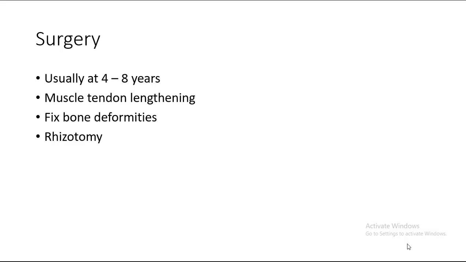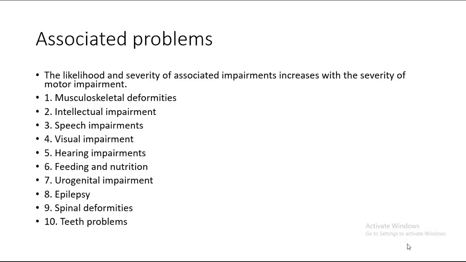Surgery can be performed, especially at age of 4 to 8 years, like muscle tendon lengthening, fixed bone deformities, rhizotomies. Those children, in addition to the motor problem, tone, posture, and motor problem, may have other associated problems: musculoskeletal, intellectual, speech, visual, hearing impairments, etc. Epilepsy, that's why we may send those children for EEG and prescribe anti-seizure medications. They may need aids like glasses for their refractive errors, hearing aids for hearing impairment. They may need splints, special shoes, wheelchairs, and communication skills.